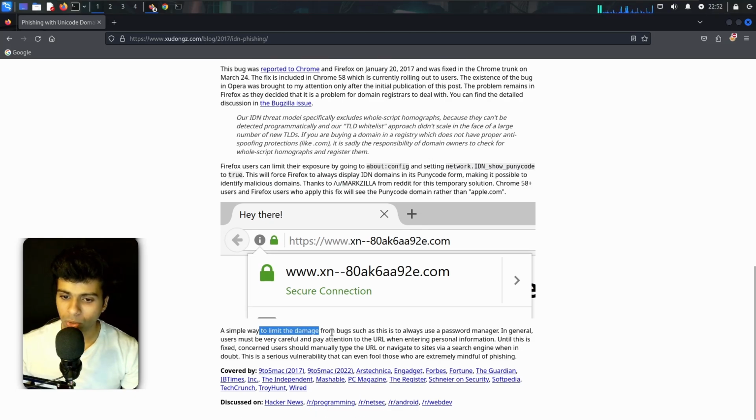A simple way to limit the damage from bugs such as this is to use a password manager. In general, users must be very careful and pay attention to the URL when entering personal information. Until this is fixed, concerned users should manually type the URL or navigate to sites via a search engine when in doubt. So if you're using Firefox, like me over here, you have to be very careful with which links you visit, and make sure you enable the setting to true. So Firefox always renders IDN domains in its true Unicode form.